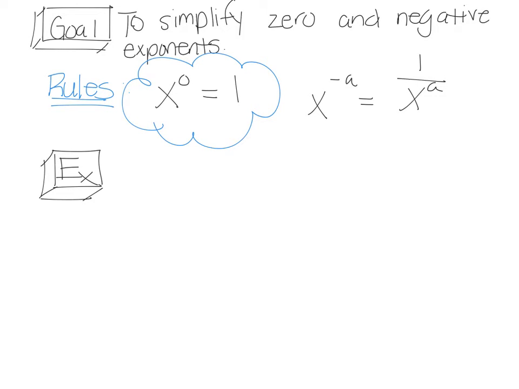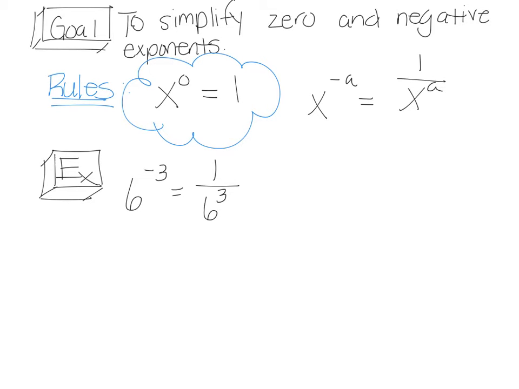Okay, if you have 6 to the negative third power, that's a negative 3. Let me fix that. It's going to bother me if I don't fix it. Okay, 6 to the negative third power. What that means is it is the reciprocal. So it's 1 over 6 to the third power. Notice the negative is not there once you put it in the denominator.